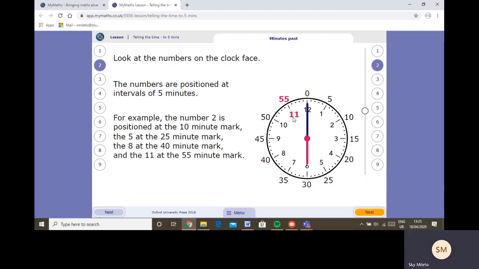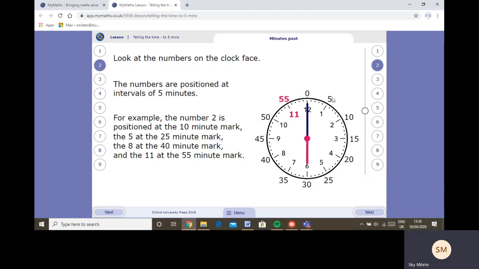And the 11 is 55. Now, some of you might have been really clever. You will have been really clever if you've noticed the link between the inside numbers and the outside numbers in relation to your 5 times table.